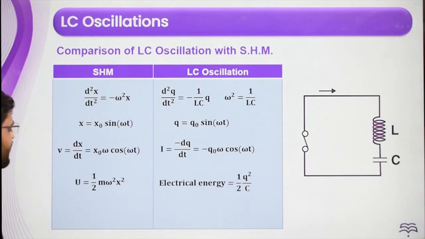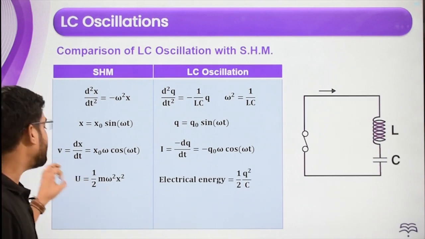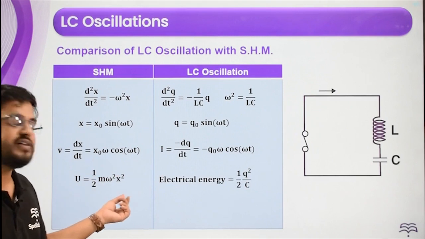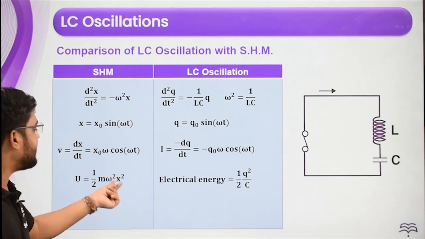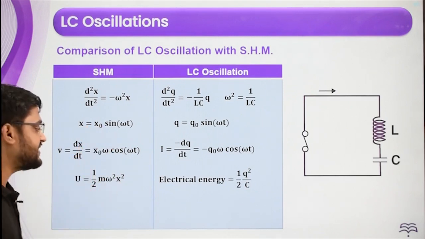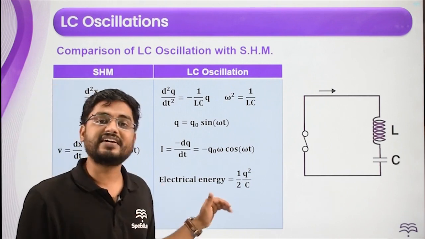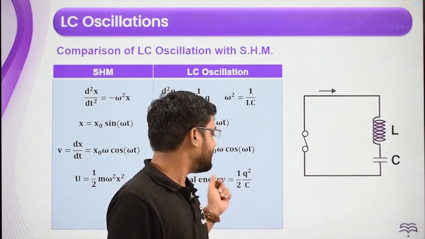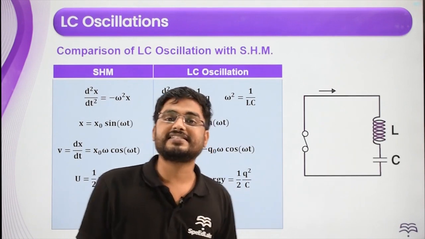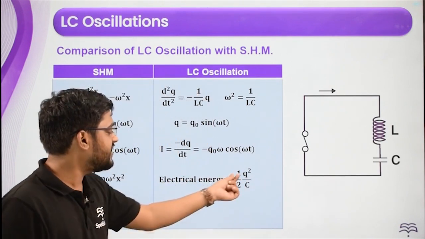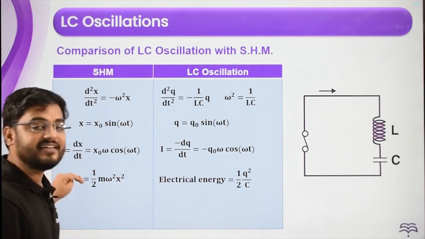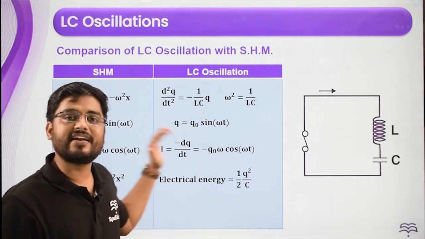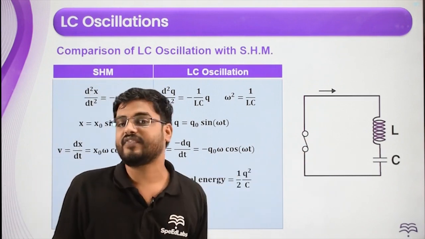The expression for potential energy here was half m omega square x square, right? And the maximum was here when we use that x as x naught, the amplitude of SHM. Here, the electrical energy which is stored in the capacitor is given by q square by 2c, and here q is varying. Like the potential energy varies, in a similar manner the electrical energy of the capacitor varies here.